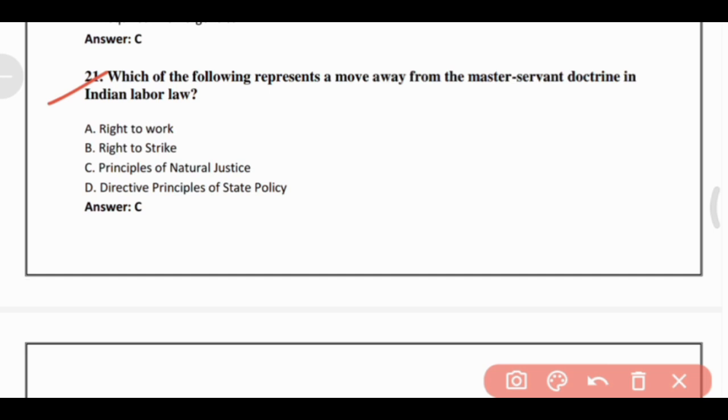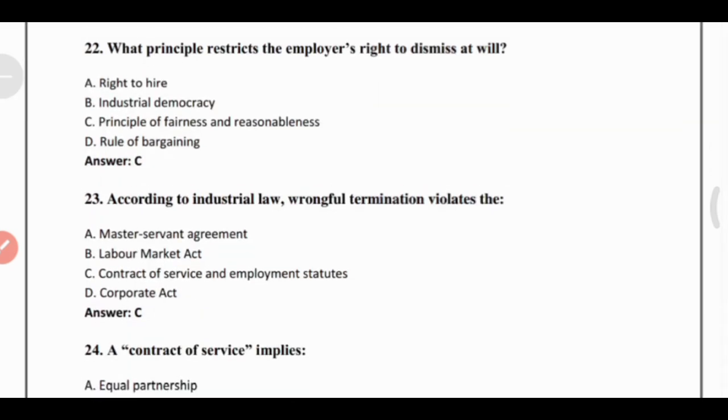Which of the following represents a move away from the master servant doctrine in Indian labor law? Option C, principles of natural justice. What principle restricts the employer's right to dismiss at will? Option C, principle of fairness and reasonableness. According to industrial law, wrongful termination violates the option C, contract of service and employment status.